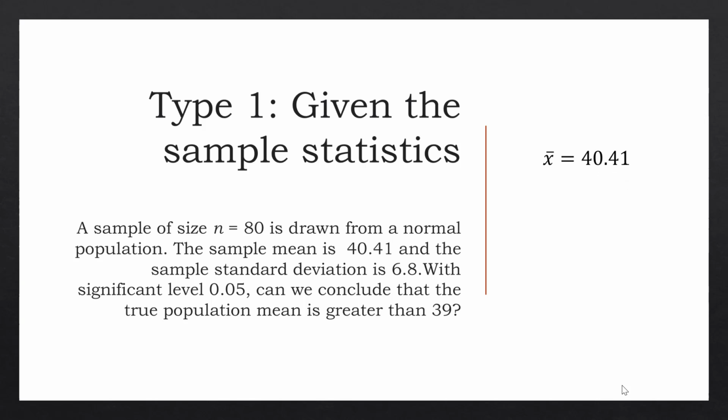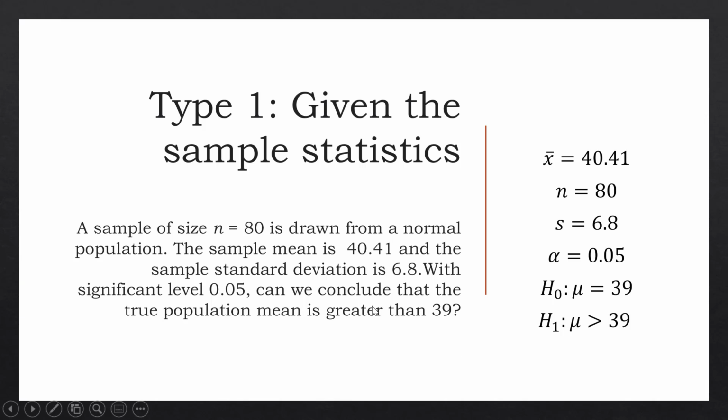So let's summarize this question. Here we have the sample mean, x bar, is 40.41. The sample size is 80, and we are given the sample standard deviation, not the population standard deviation. s is given as 6.8 and sigma is not given. Alpha is 0.05. The null hypothesis says that mu is equal to 39, and the alternate one is mu is greater than 39. We use the conclusion to make the alternate hypothesis. You see that? So this is a right tail test, right? Since sigma is not given, we are going to use the t-test.